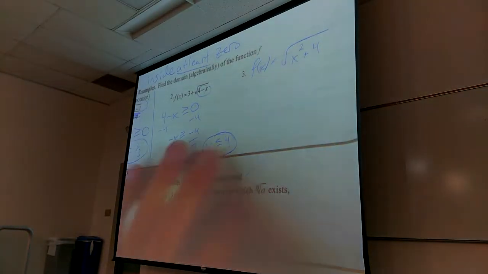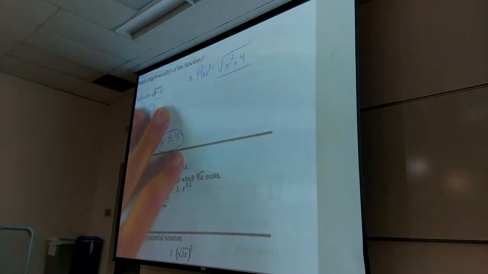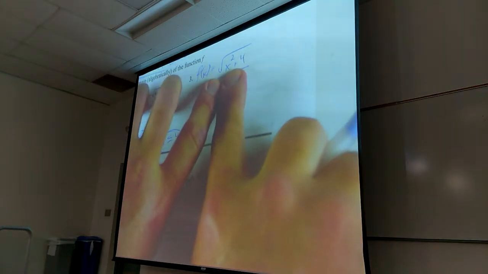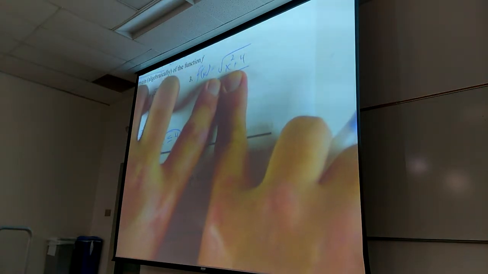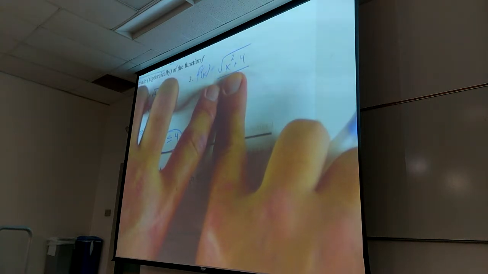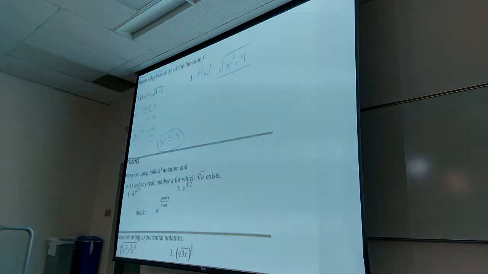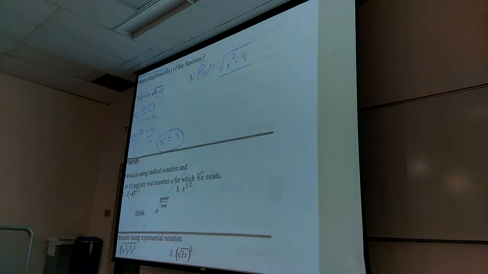Now what about this one? Anybody get the idea of this one? We've seen something like that before. Why? Because x squared, what's the smallest x squared could be for a real number? When you square a real number, you get what kind of number? What is negative 7 squared? Positive 49.